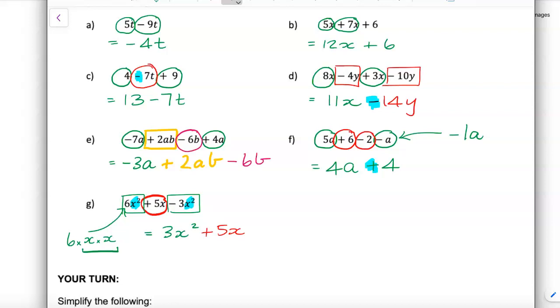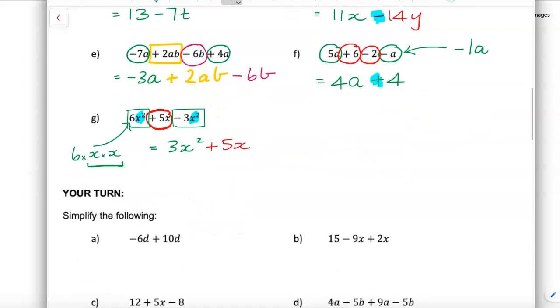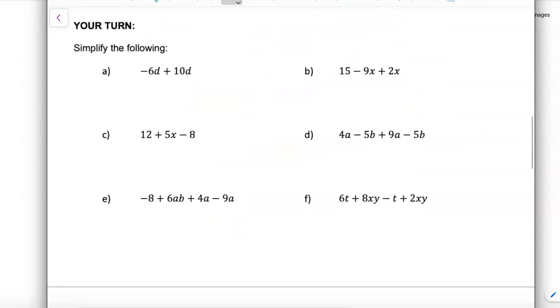So now it's your turn. I'd like you to go through the following examples and circle the terms that are like, and then do the calculation, being careful the symbol in front of each term is going to define whether you add it on or take it away. I'd like you to pause the video now and have a go at these 6 in your workbook, and then come back and unpause the video and check your solutions.